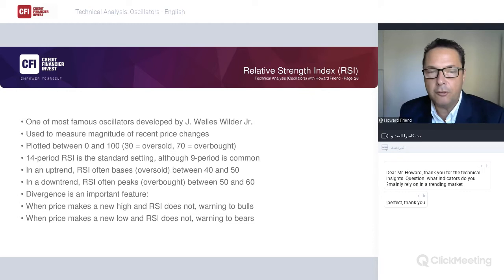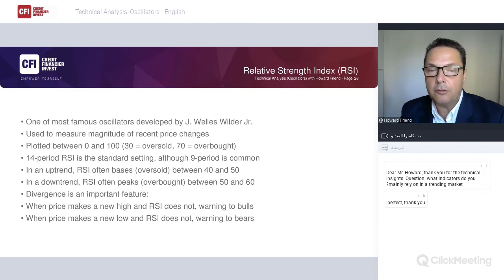And similarly, when the market's in a downtrend, when the market bounces, the RSI often tops out between 50 and 60 and doesn't quite get up to 70, where one would normally expect the market to see the momentum top out. So divergence, as with most oscillators, is quite an important feature. So when the price makes a new high and RSI does not make a new high, it's a warning to the bulls. I'd say perhaps not quite as strong as the oscillators which don't have limits, but this is really how one would use RSI.